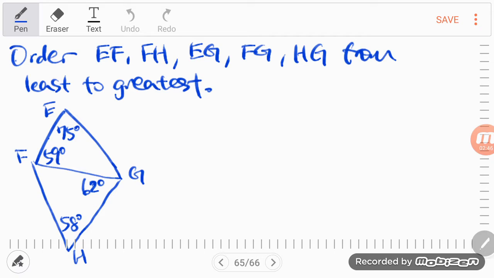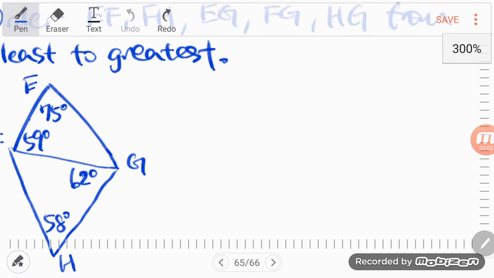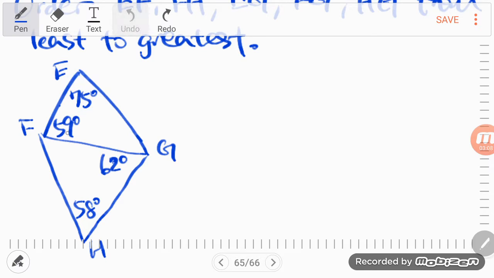Okay, welcome back. What they want us to do is very similar. They want us to order again from the shortest to the longest, and we're looking at EF, FH, EG, FG, HG. So these 5 segments from the shortest to the longest. The question gave us 75 degrees here, 59 degrees there, so I can figure out the angle of that. They also gave us 62 degrees here and 58 degrees there, so I can also figure out what that angle measure is.